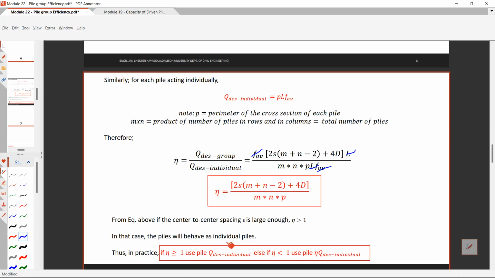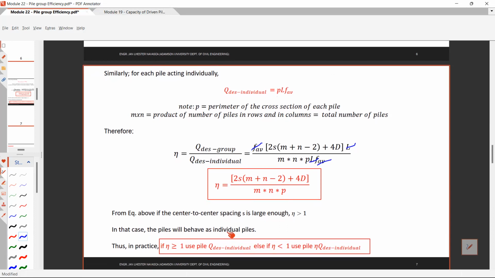Okay, so from the equation above, if the center to center spacing S is large enough, therefore, your mu is greater than 1. Okay, so let's say for example, your S is very large. The center to center spacing is very large. That the efficiency mu is greater than 1. So in that case, the pile will behave as individual piles, and in practice, we cannot use mu that is greater than 1. We cannot use 200% efficient. We can't use more than 100% efficient.